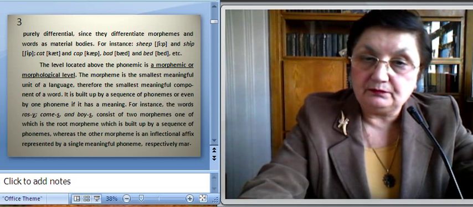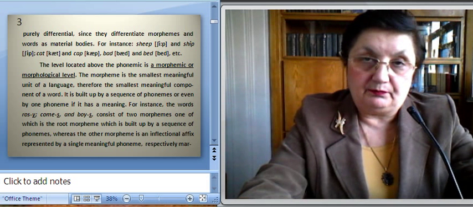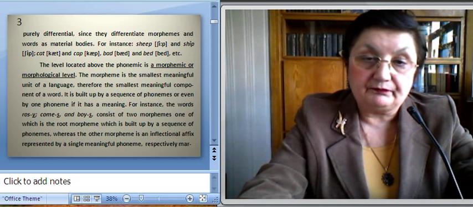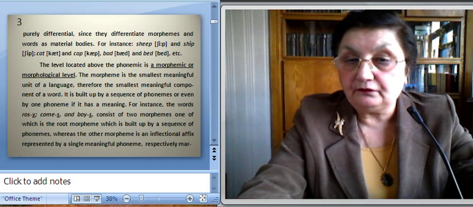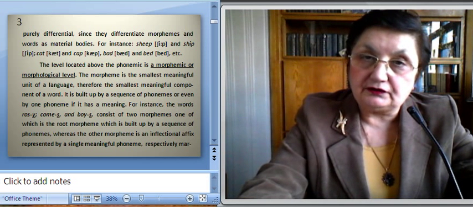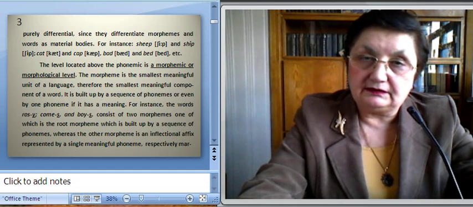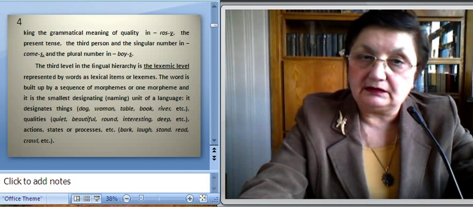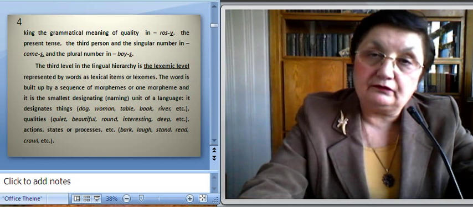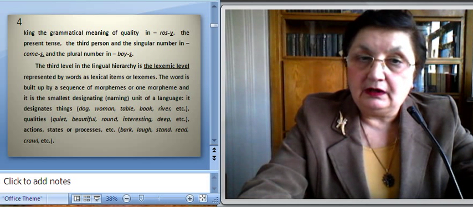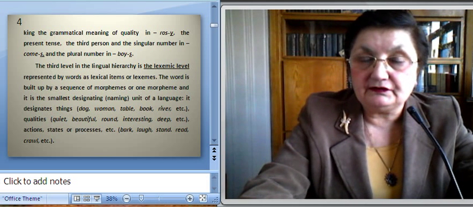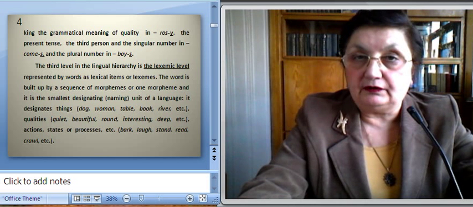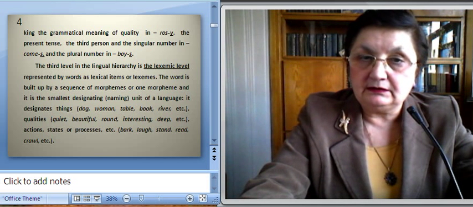is built up by a sequence of phonemes, whereas the other morpheme is an inflectional affix represented by a meaningful phoneme, respectively marking the grammatical meaning of quality in the word Rosie, the present tense, the third person, and the singular number in the word comes, and the plural number in the word boys.